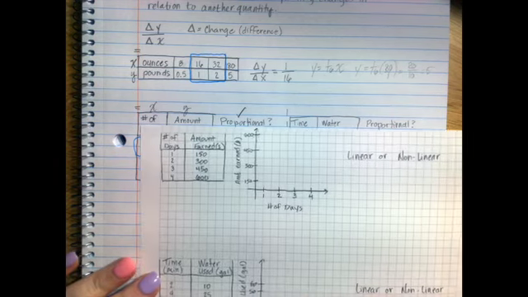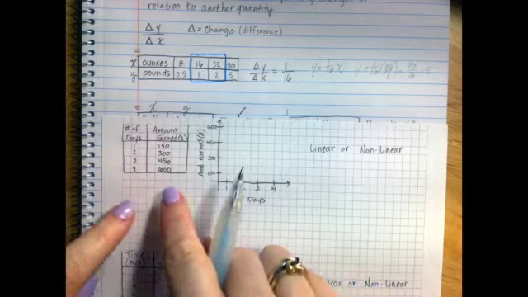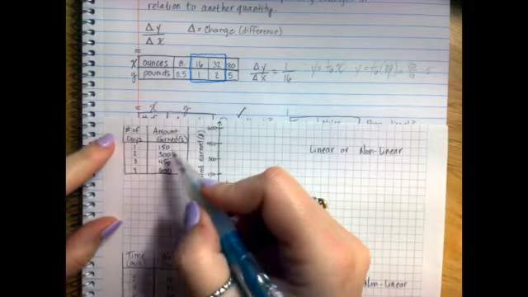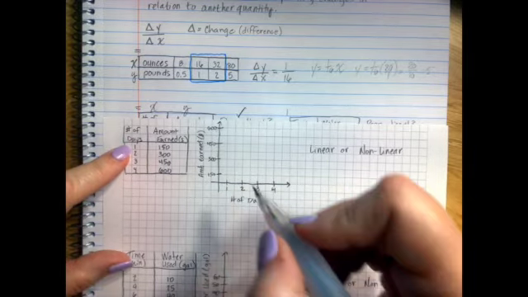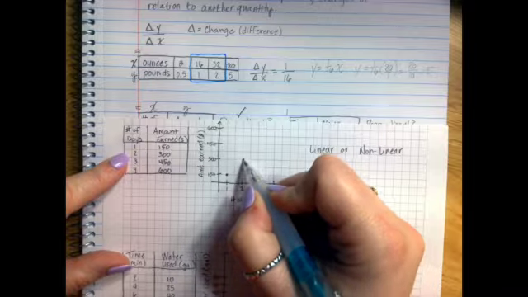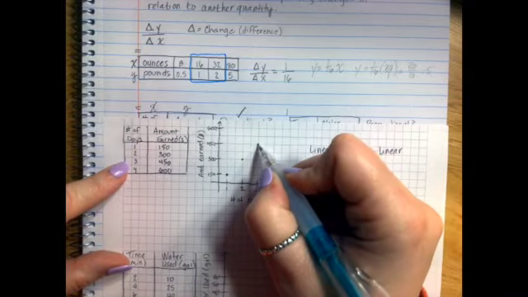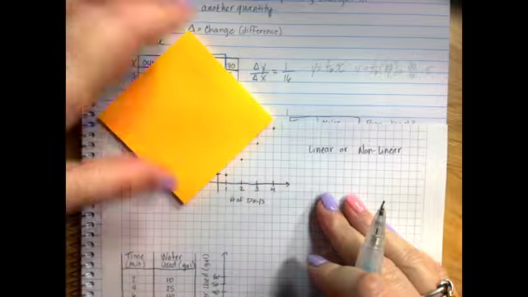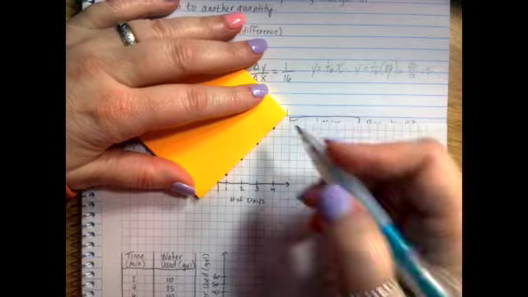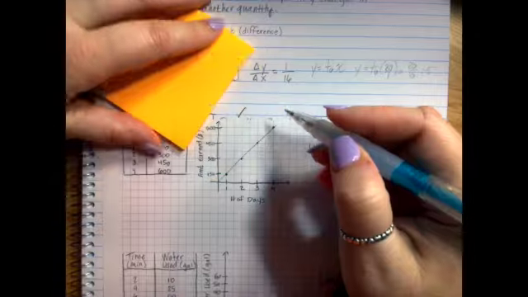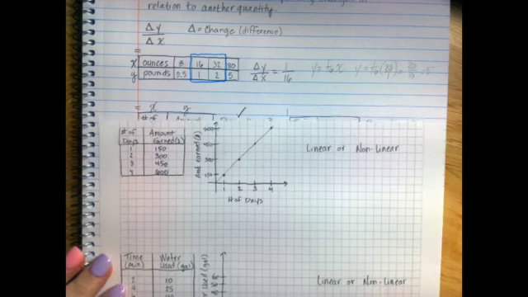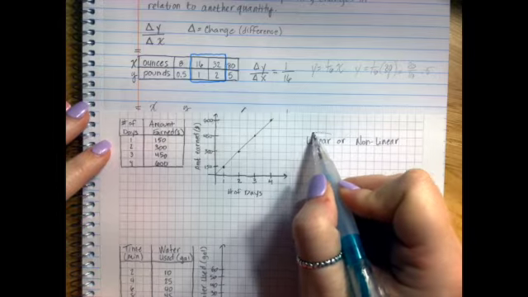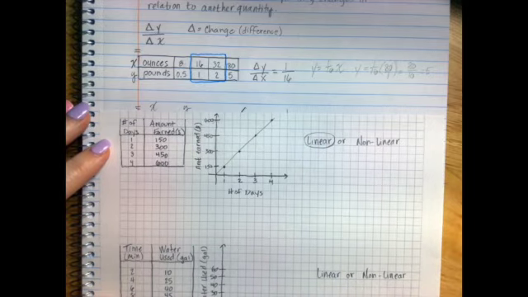What does that look like when we put it on a graph? Same information here. If I graph this information using the table to come up with my ordered pairs, 1 and 150, 2 and 300, 3 and 450, 4 and 600, I'm going to take my little straight edge and do the best I can to connect them. And look at that. It makes a straight line, goes through the origin, which is a proportional relationship. We also call that being linear because it creates a straight line.